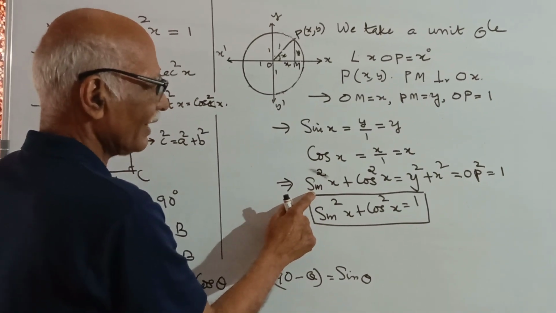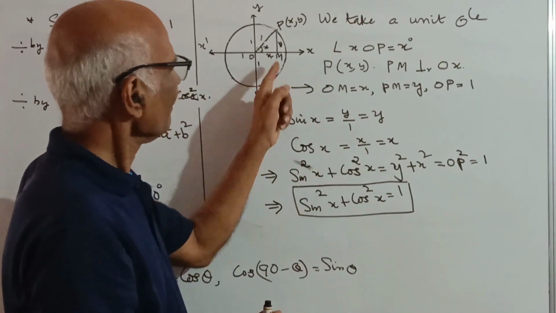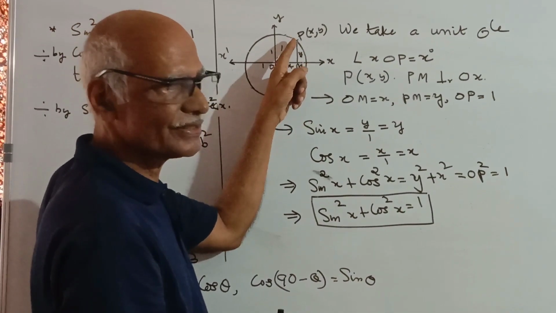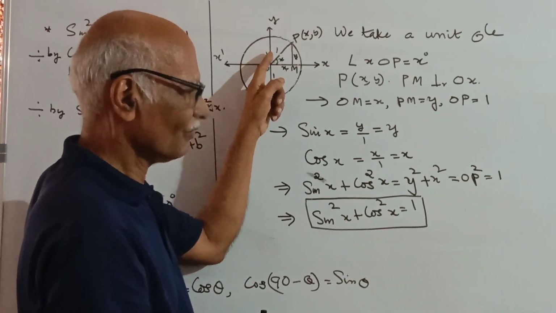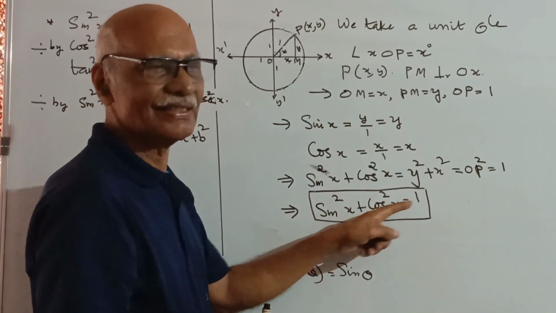So sin squared x plus cos squared x is y squared plus x squared. By the Pythagoras theorem, it gives you 1 squared, or 1. So the result is: sin squared x plus cos squared x is always 1.